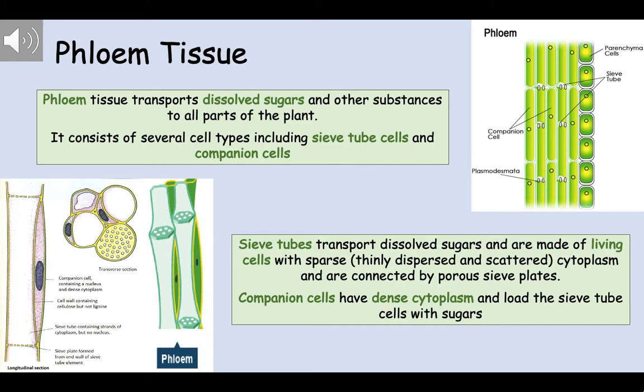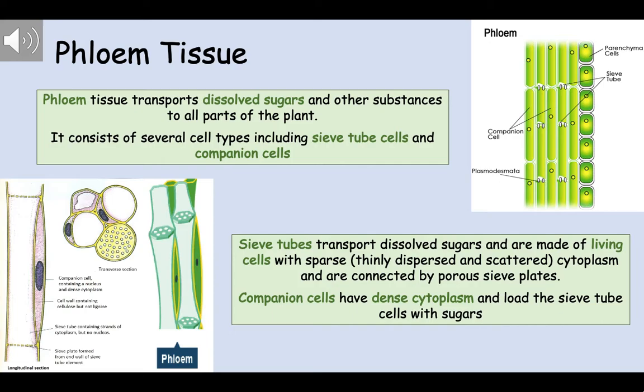And lastly, in the sieve tubes, we have sieve plates. So if you look at the picture on the bottom left, you will see some staggered lines through the sieve tubes, and these are called sieve plates. And all these do, again, is just control that movement. They help maintain the movement of substances through the plant.